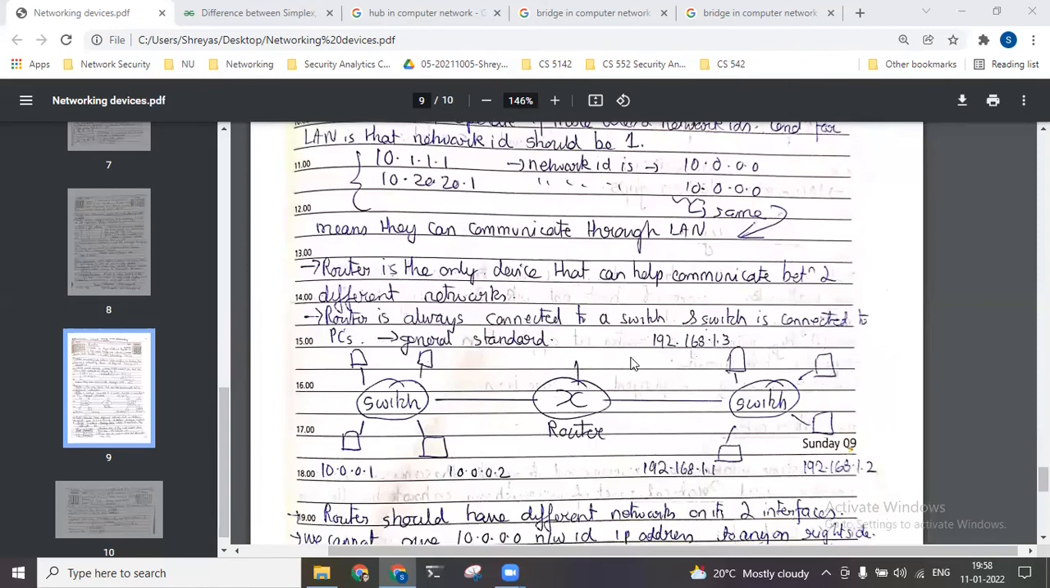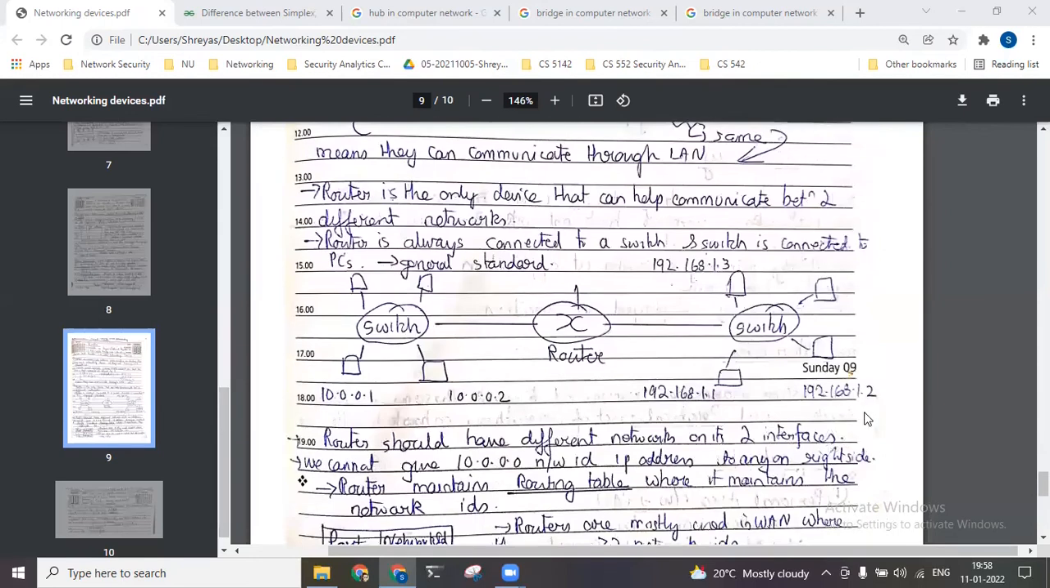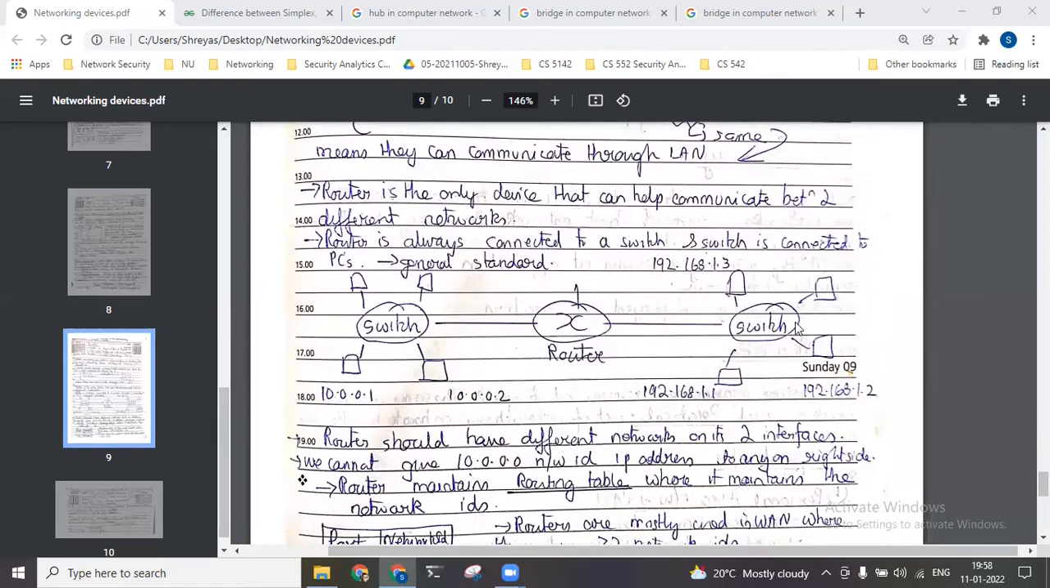A router is basically connected to a switch in general practice, and the switch is then connected to the different PCs. This is the general standard. So this is the example. As you can see, this is a router which is connected to two different switches on its two sides, and then each switch is connected to multiple PCs or end devices. And as we can see, all the devices on a switch have the same network ID. All the devices on this particular switch have the network ID 10.0.0.0, and over here it has 192.168.1.0.